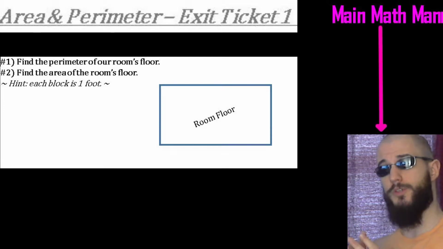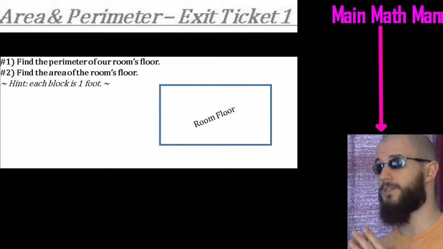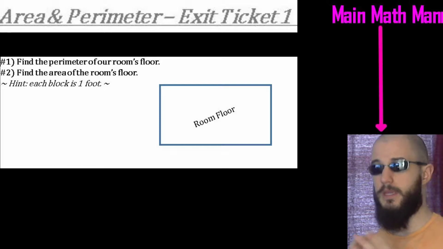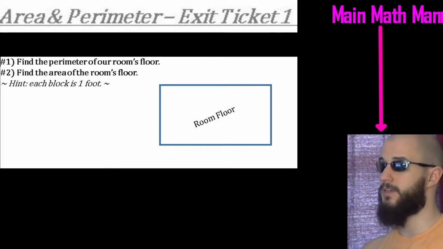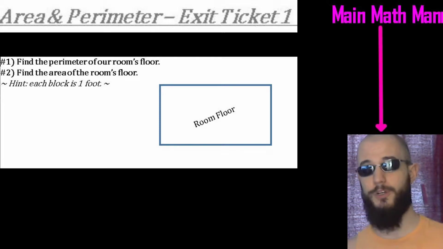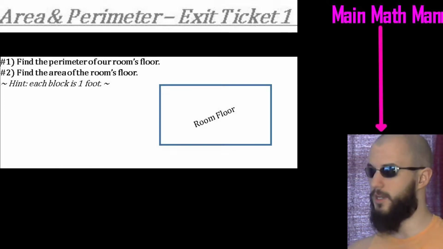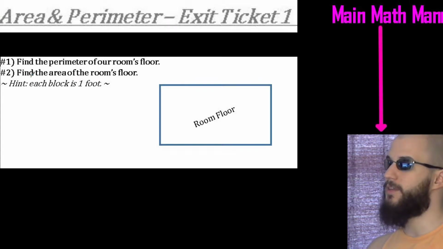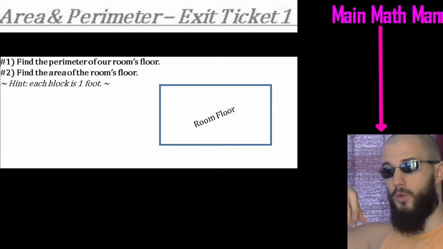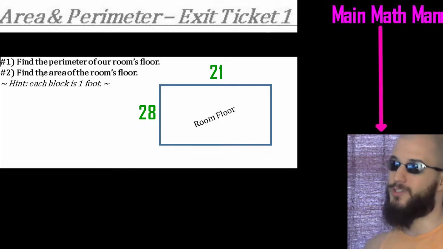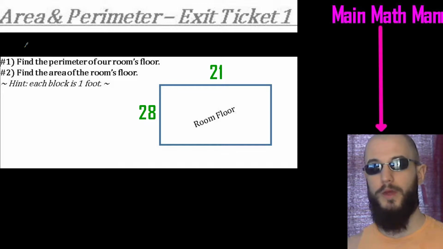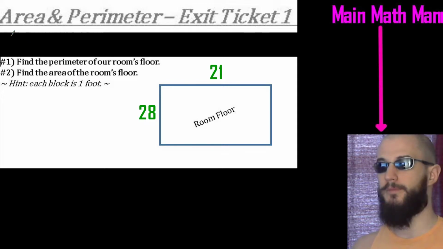In that moment, you were supposed to count up the blocks that you saw and be able to find the area and perimeter using those ideas. And a hint for yourself is each of those blocks was 1 foot. So, an easy way to do this was, like I said, walk your feet across, and you said, alright, there is 28 blocks one way and 21 blocks the other.